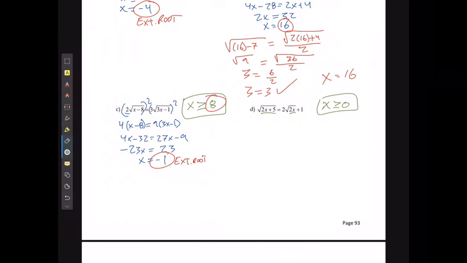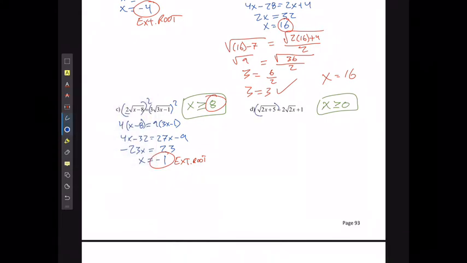Now, the one side is already isolated, so I'm going to square both sides right away. The left-hand side is easy enough. It's just going to be 2x plus 5. On the right-hand side, I need to actually FOIL this out because it's going to be a binomial, or I can use my squaring binomials rule.